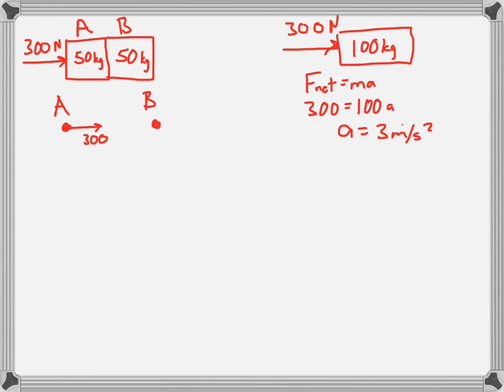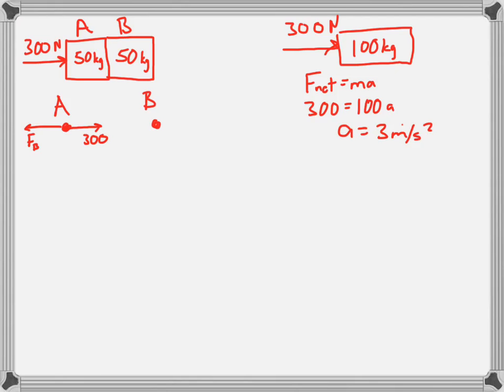I'll just label that as 300. And then also we have the force of box B pushing on box A. So I'm just going to call this FB. It's the normal force that box A experiences from box B.